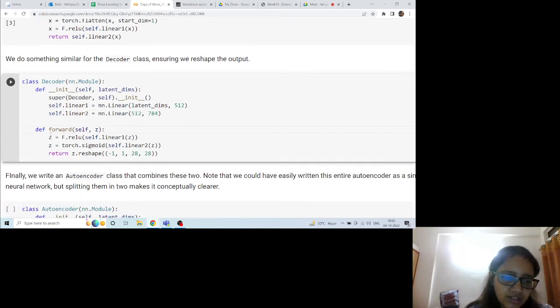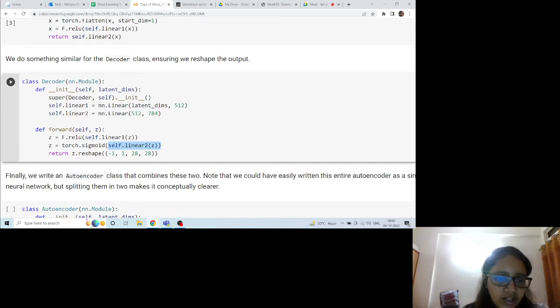And so this is how you define the forward function: you start with z, you pass it through linear 1, which converts z to a 512 dimensional vector, pass it through ReLU, and then you again pass the resultant vector through this linear 2, which converts the 512 to 784. So now at the end you have a 784 dimensional vector.